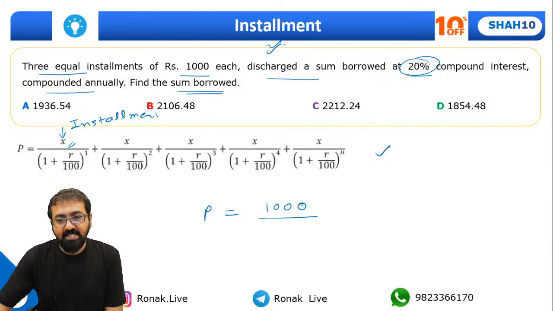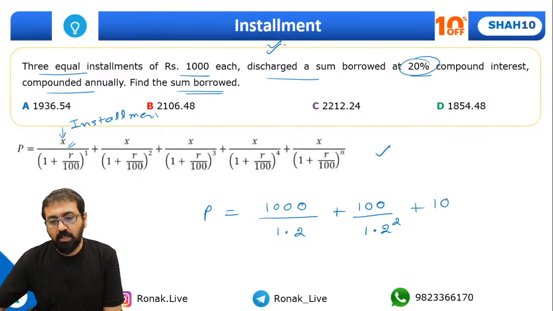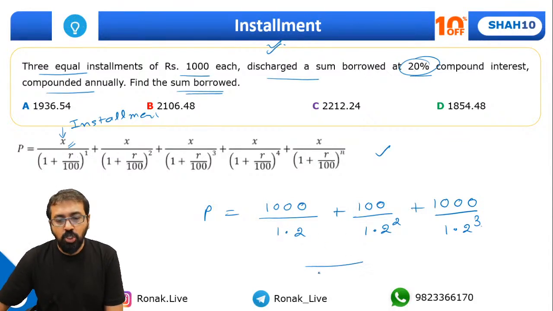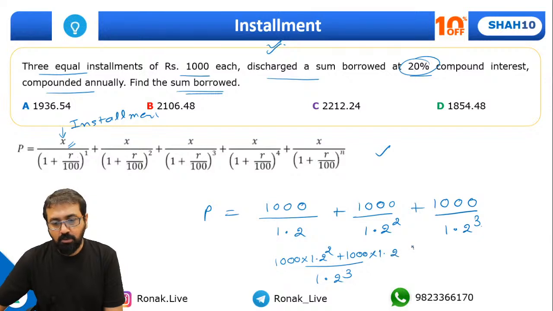1000 upon, now can I say 20%? So 20 upon 100, how much will it come? 1/5, right? That is 0.2. So this is 1.2 plus 1000 upon 1.2 square plus 1000 upon 1.2 cube. Now this is going to be slightly complicated because to make the denominator equal 1.2 cube, you will have to multiply by 1.2 square to both numerator and denominator. Then further multiply by 1.2 and so on and so forth. So this will be 1000 into 1.2 square plus 1000 into 1.2 plus 1000 is equal to your principal.